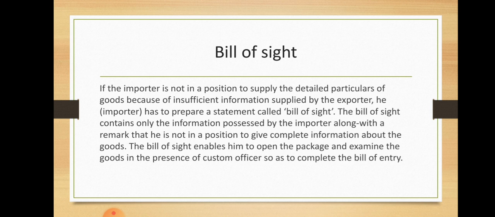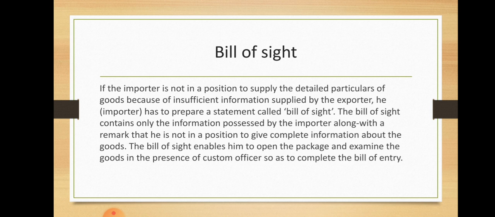The clearing agent makes a declaration that to the best of his knowledge the goods imported are the same as are entered in the bill of sight. Means the bill of sight is the proof that this person has taken this much from the destination. Because of the improper knowledge of the importer or the clearing agent, he makes a bill of sight, a proof that he has taken this much product.